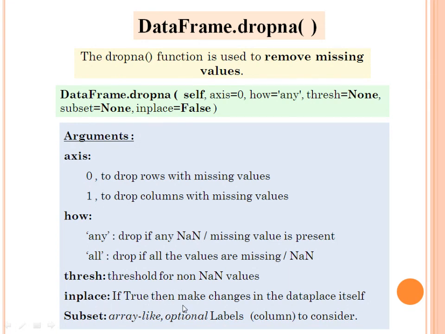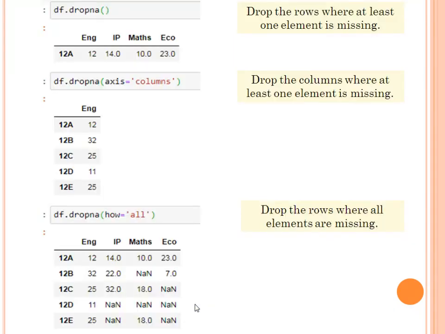Inplace, again, if you want the changes to be made permanent, then the inplace parameter is to be used. Then subset, children, actually tells us about the columns. So you will find in my video how we'll use all these arguments in the dropna function. Okay, now move ahead and see their effects.